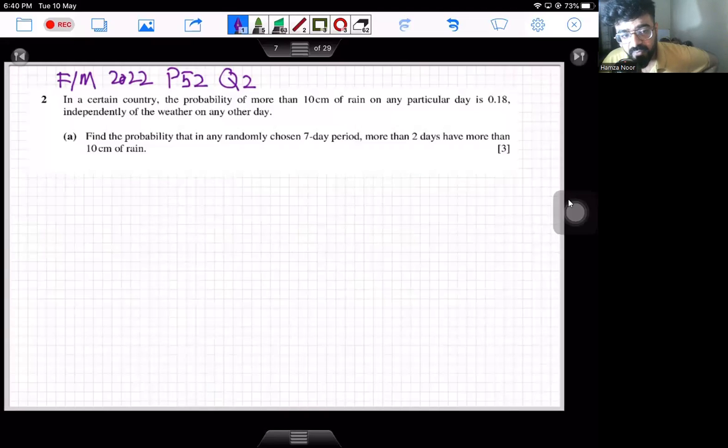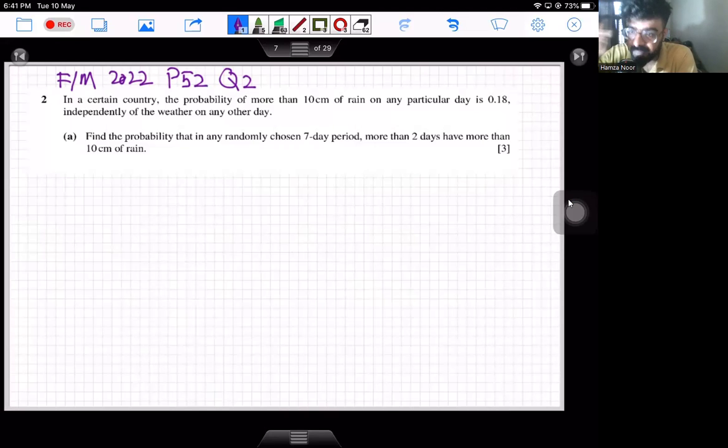All right, so here we have question number 2 from the same paper, February, March 2022, paper 52. In a certain country, the probability of more than 10 centimeter of rain on any particular day is 0.18, independently of the weather on any other day. Part A requirement is to find the probability that in any randomly chosen 7-day period, more than 2 days have more than 10 centimeter of rain.